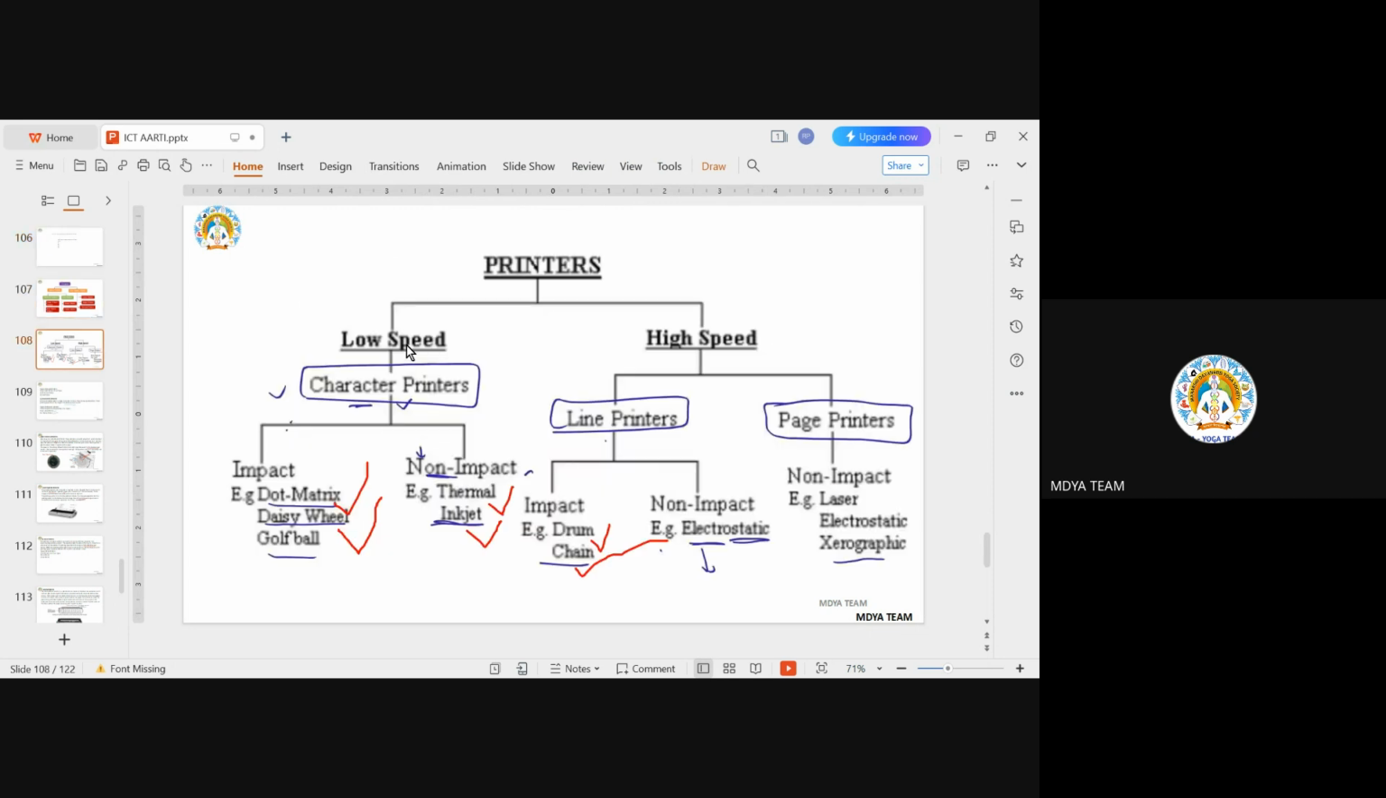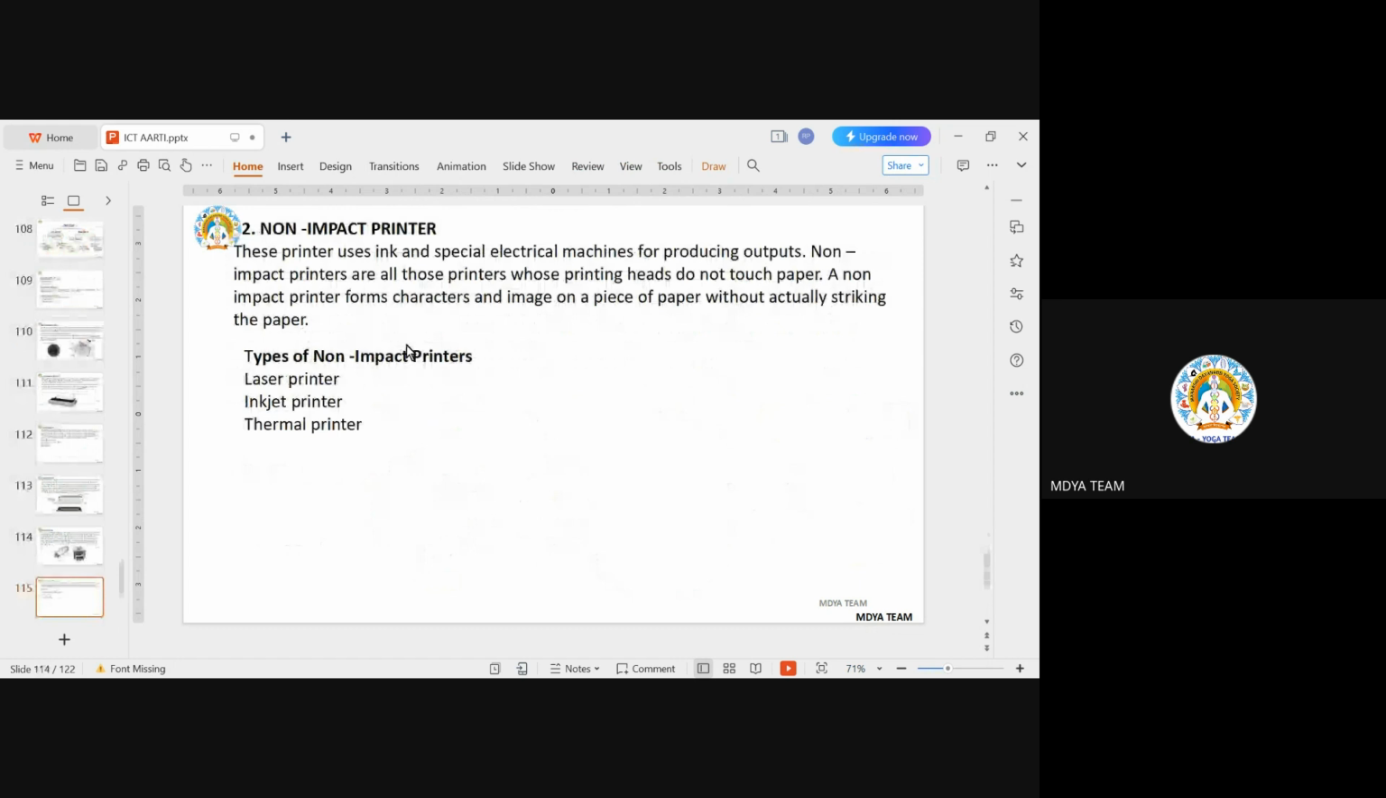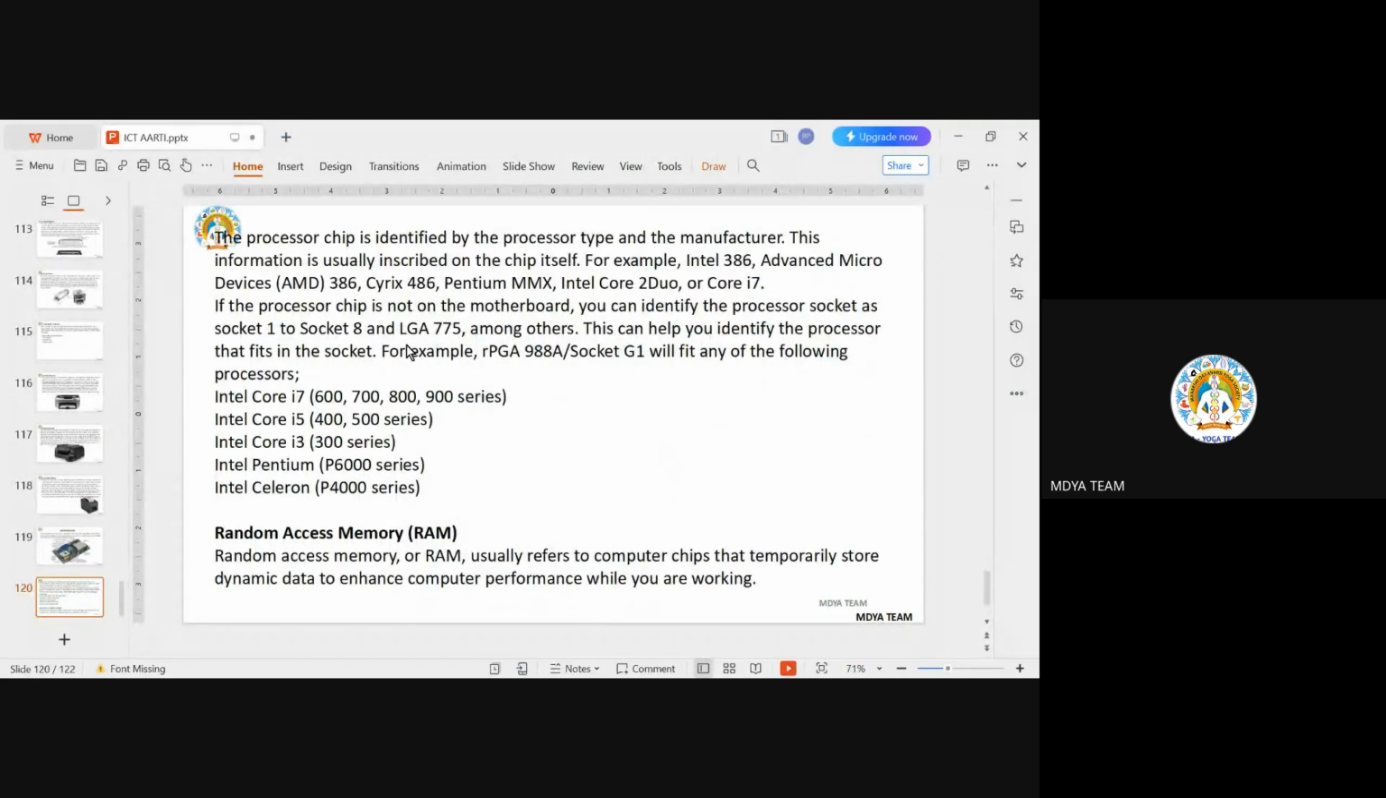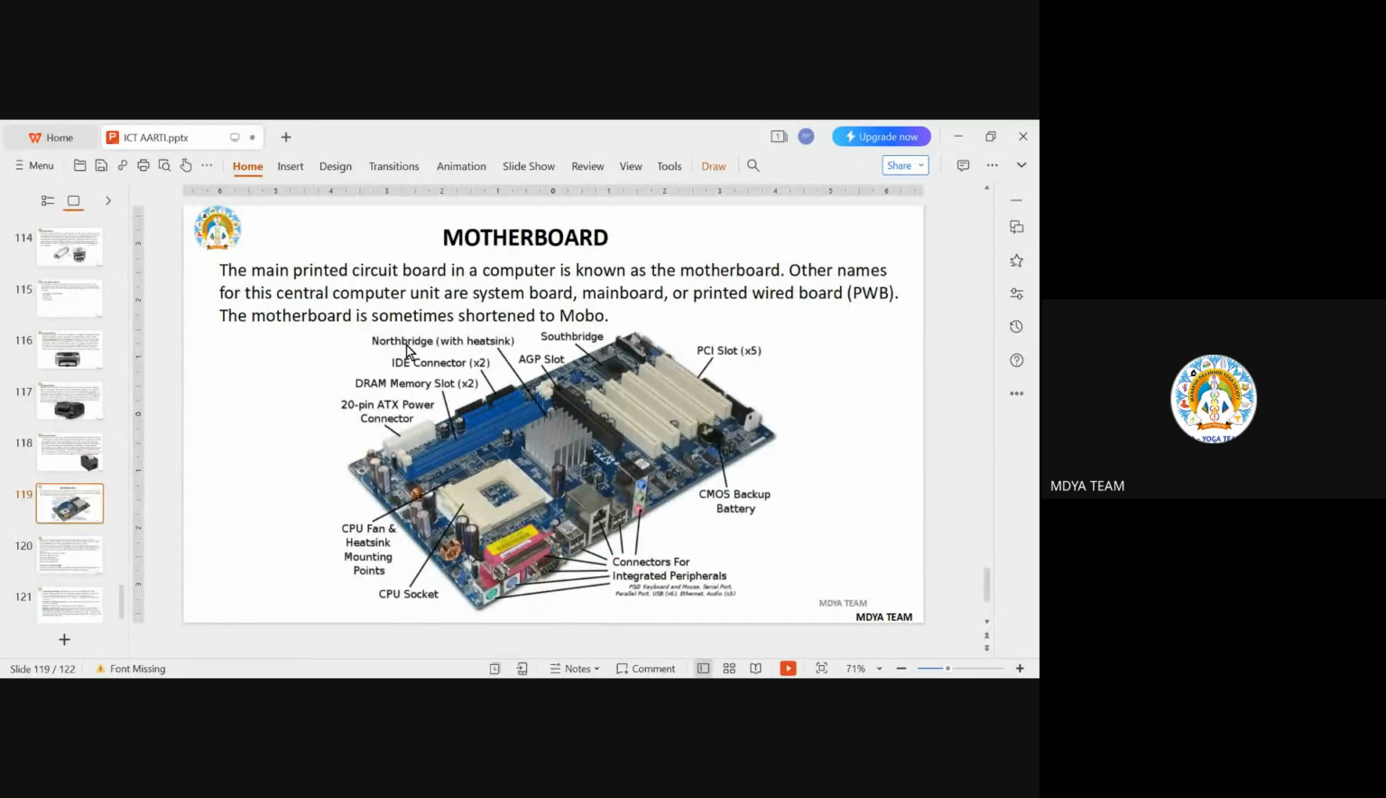Now the printer is finished. Now we will discuss the motherboard. I will take just 15 to 20 minutes, then we will finish. So the motherboard is also very important. There are also some key points you have to remember.